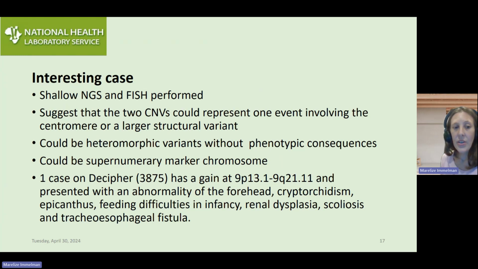A review of the Decipher database shows that there is one case with a gain similar in size on chromosome 9, and that particular patient presented with an abnormality of the forehead, cryptorchidism, epicanthus, feeding difficulties in infancy, a number of other abnormalities, and tracheoesophageal fistula.